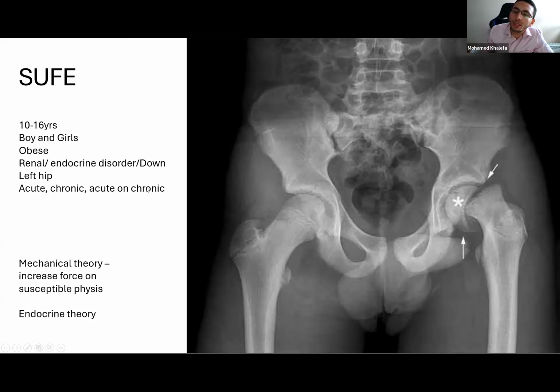So the history is quite important. Did this happen now? Because it can sometimes be traumatic, and this is completely different. Traumatic is not SUFE, it's like a femoral head fracture. But most of the time, it is atraumatic. The child was walking, and then suddenly this happened. And they might have a history for weeks before that. So it's the mechanical theory: basically an obese child, so increased forces on a susceptible physis. And that's why it happens in adolescence, because rapid growth can cause weakness in the physis, okay? And there's also the endocrine theory. So if they have a problem with growth hormone, pituitary hormone, thyroid, you have to make sure that this is also investigated.